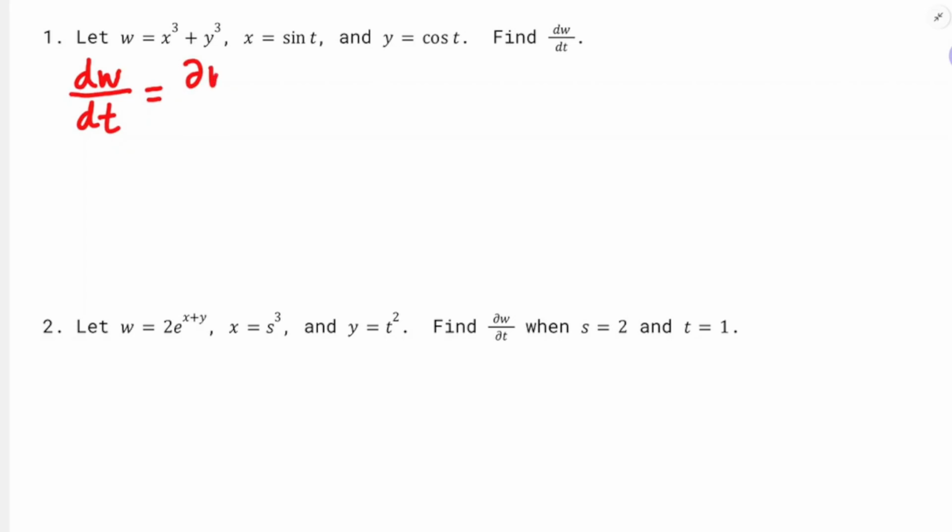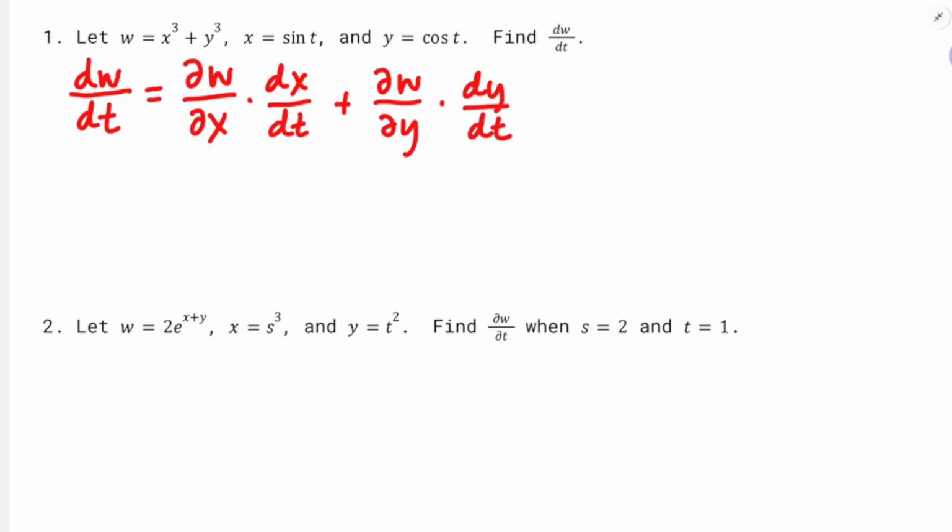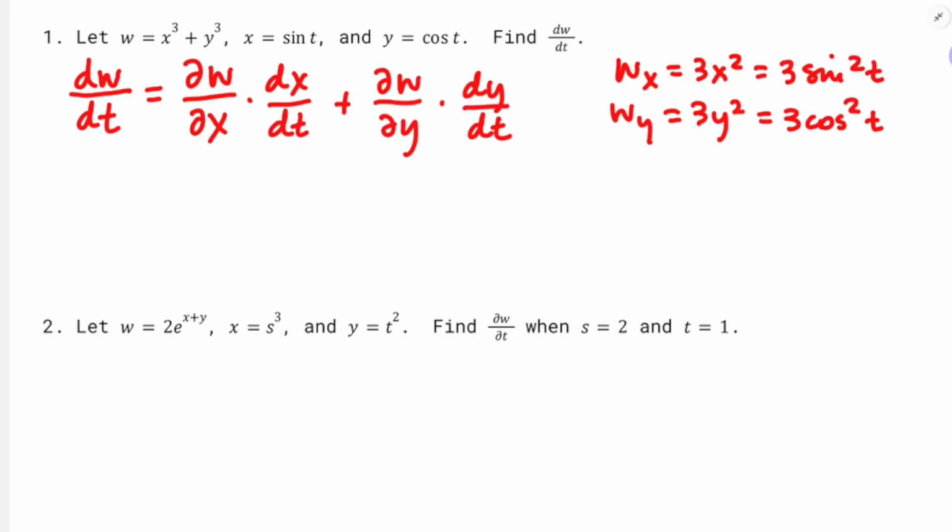So I'm going to analyze the contributions from x, and I'm also going to consider contributions from y. Then I'm going to need to fill in some pieces here. The partial derivative of w with respect to x is 3x squared, and the partial derivative of w with respect to y is 3y squared. I'm going to write those in terms of t, so that's 3 sine squared t and 3 cosine squared t. Now I need dx/dt and dy/dt, so x prime of t equals cosine t, and y prime of t equals negative sine t.